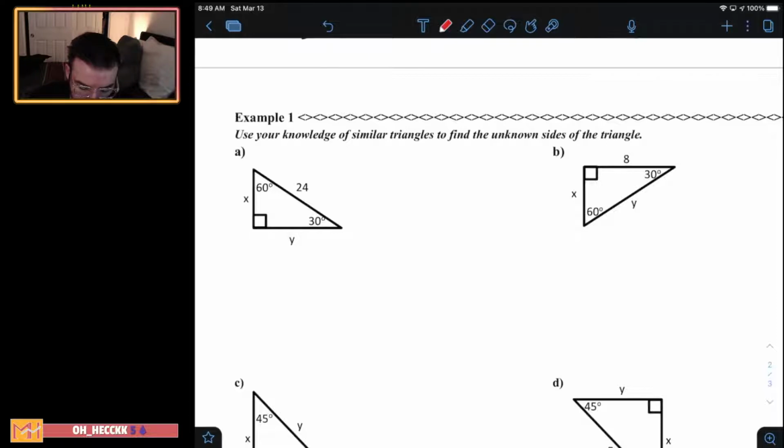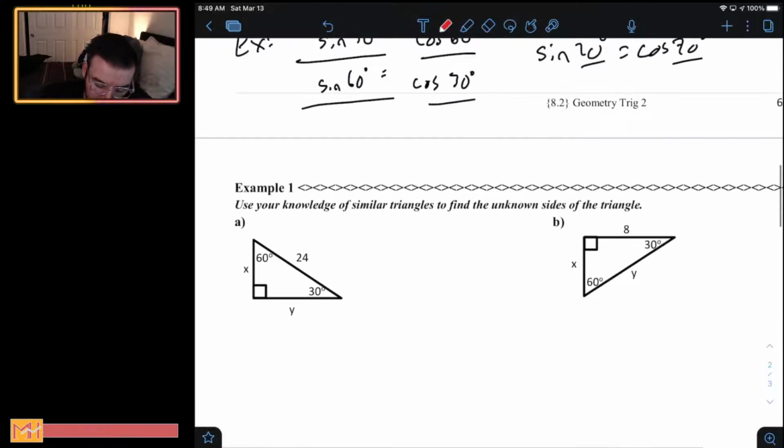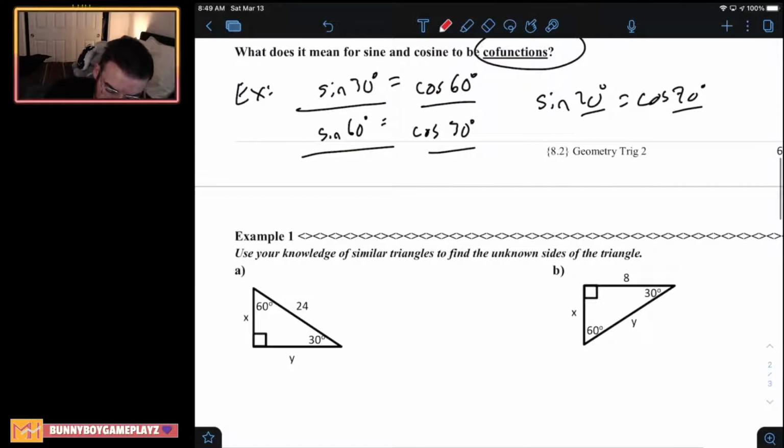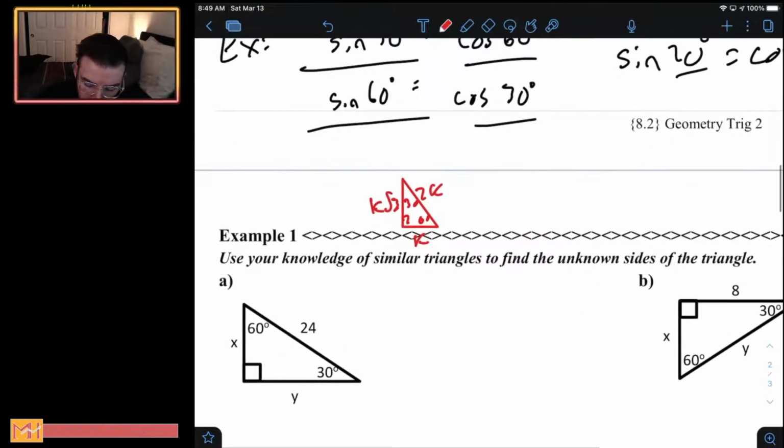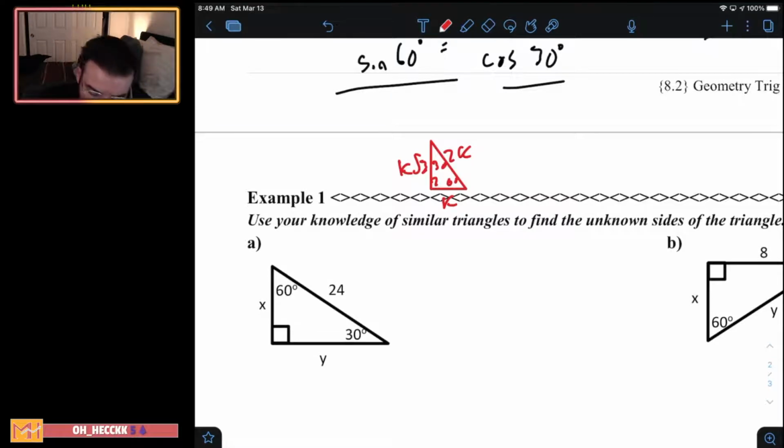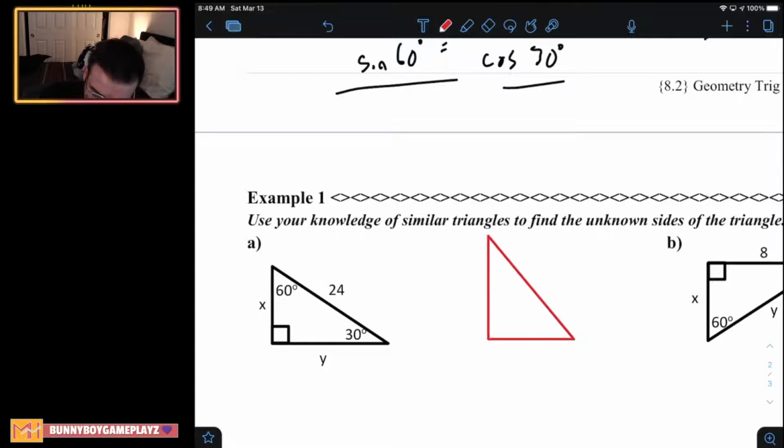Let me do one example though. So this is a 30, 60, 90 triangle. Remember, it might help you to draw your picture here. This is k, k root 3, and 2k for a 30, 60, 90 triangle. I know I drew that kind of small, so let me draw it again. Let me just draw it right here. 60, 30, this is k root 3, and this is 2k.